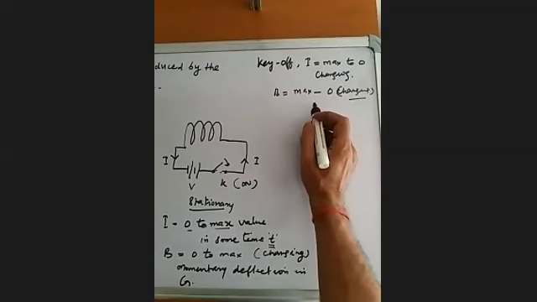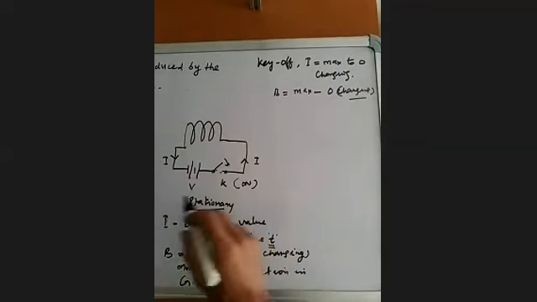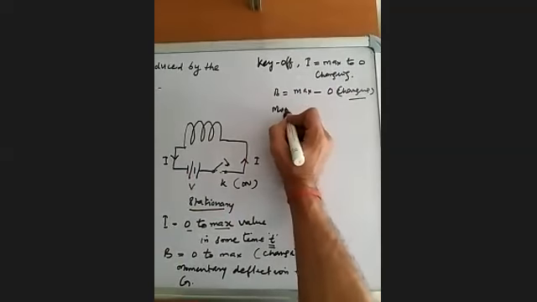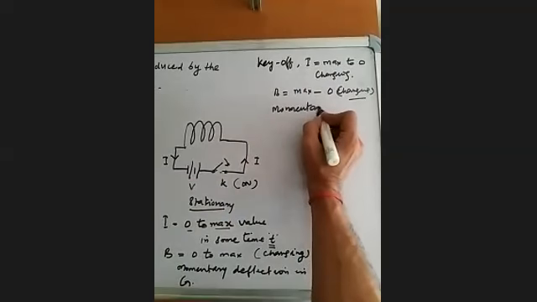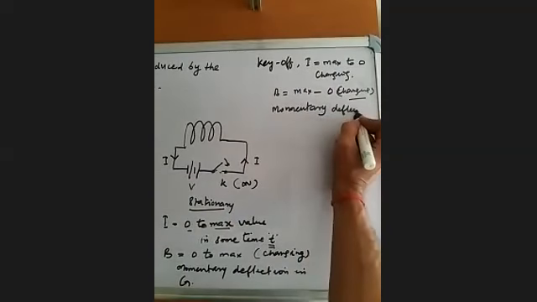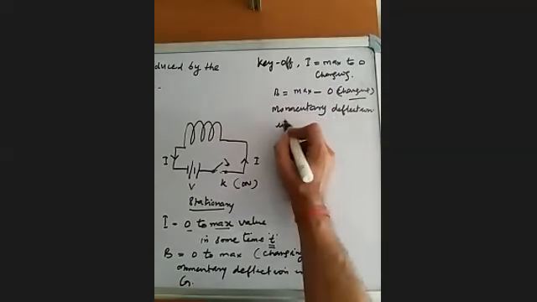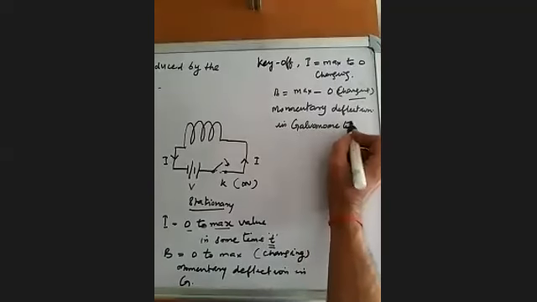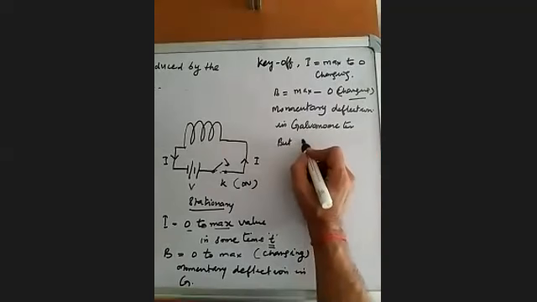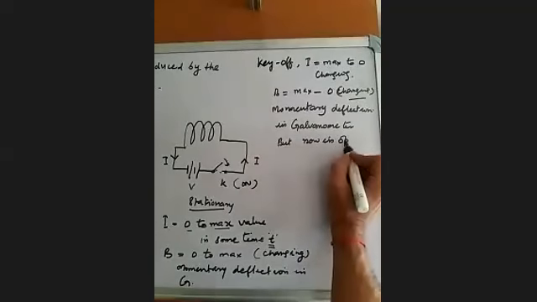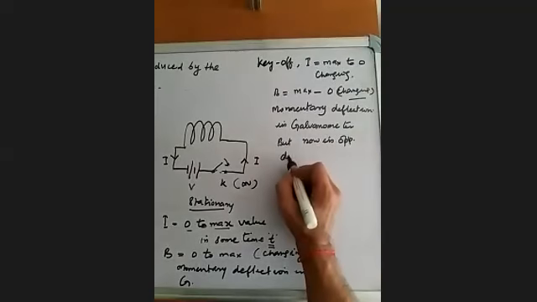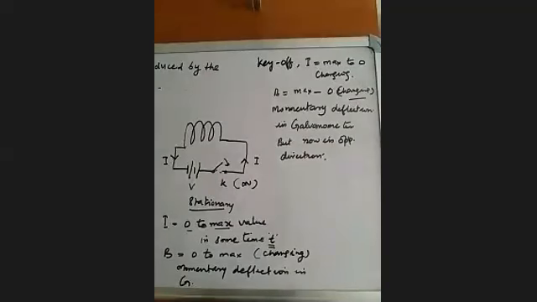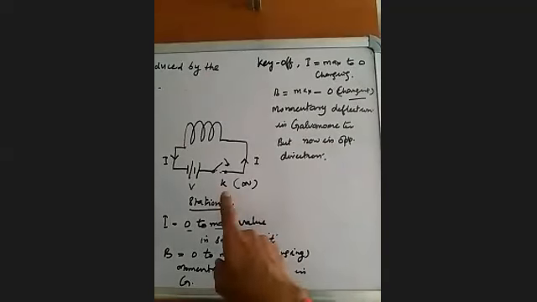So B is changing. Then B linked with the coil connected to the galvanometer is also changing. So what we see is a momentary deflection in the galvanometer, but now in the opposite direction. So this is what we observe in this arrangement.